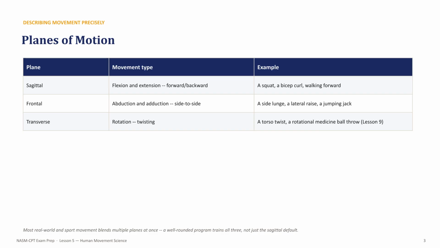Here's something worth naming. Most real-world and sport movement blends multiple planes at once. A well-rounded program trains all 3, not just the sagittal default that most gym programming leans on.